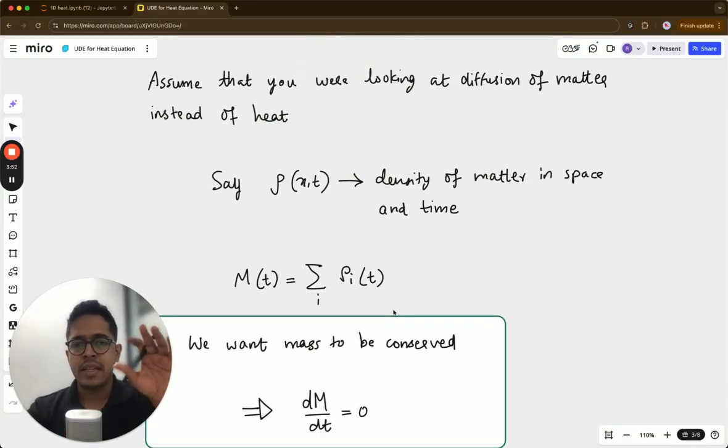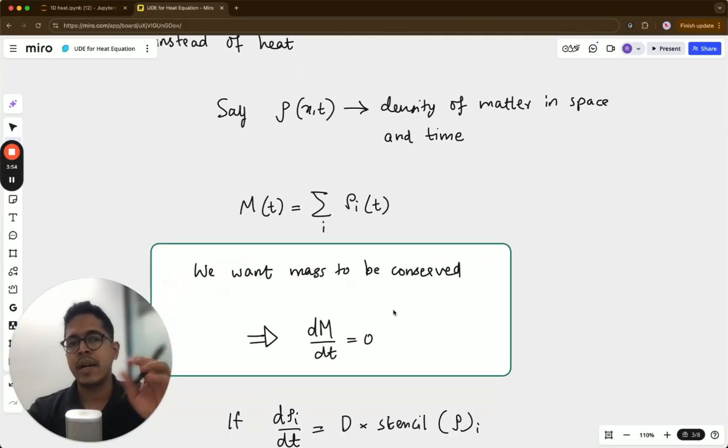So let's say instead of temperature, you were looking at the quantity density of matter in space and time. Okay, so rho of x comma t. Then you know that the mass that is there in a certain amount of space is simply the sum over i of rho i, right? That is mass. And we know that mass is neither created nor destroyed normally.